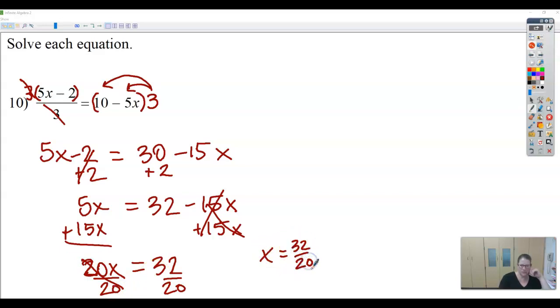We do want to reduce our fraction as much as possible. They're both divisible by 2, so let's just start by dividing them both by 2. So that will be reduced to 16 by 10. And it looks like they have another factor of 2 in there. So 16 divided by 2 is 8, and 10 divided by 2 is 5. So 8/5 would be our x.